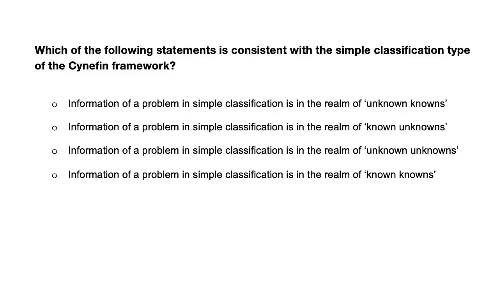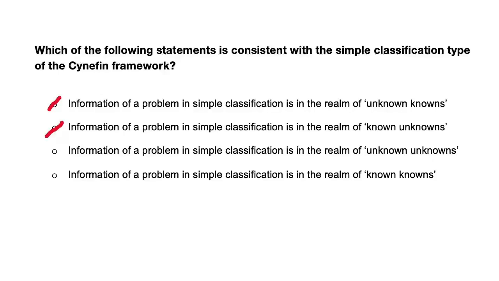Before we choose the best answer from these options, let's recall that in the simple domain of the Cynefin framework, the relationship between cause and effect is obvious. Now, let's walk through the options together. We can begin by eliminating "information of the problem in simple classification is in the realm of unknown knowns." Unknown knowns refer to the knowledge that exists somewhere in the system, but may not be visible or accessible to the decision maker. This type of hidden knowledge is more characteristic of complex systems, not simple ones.